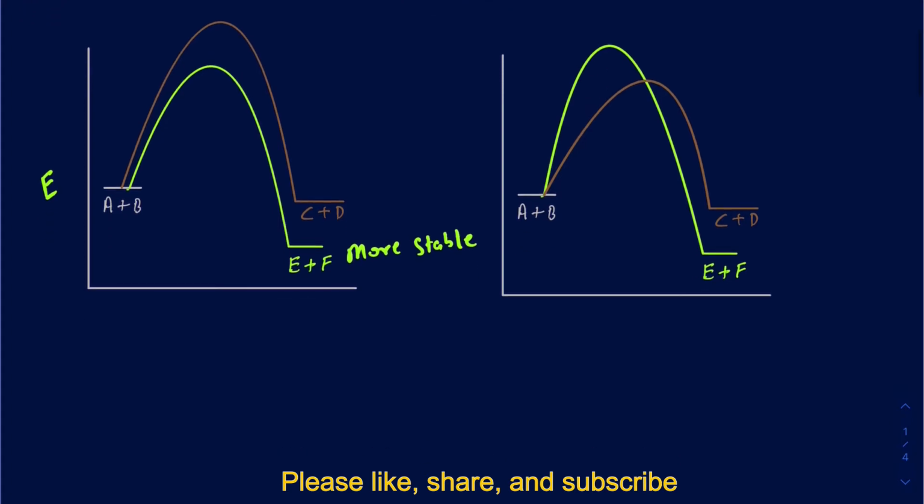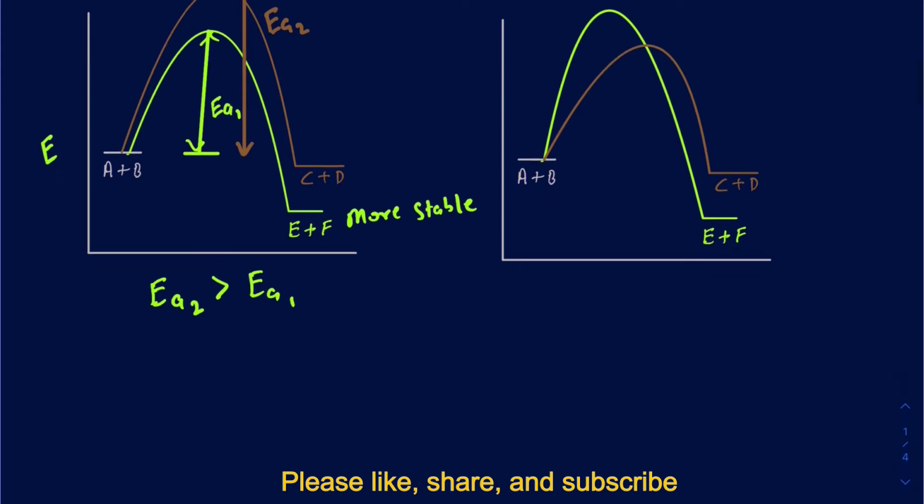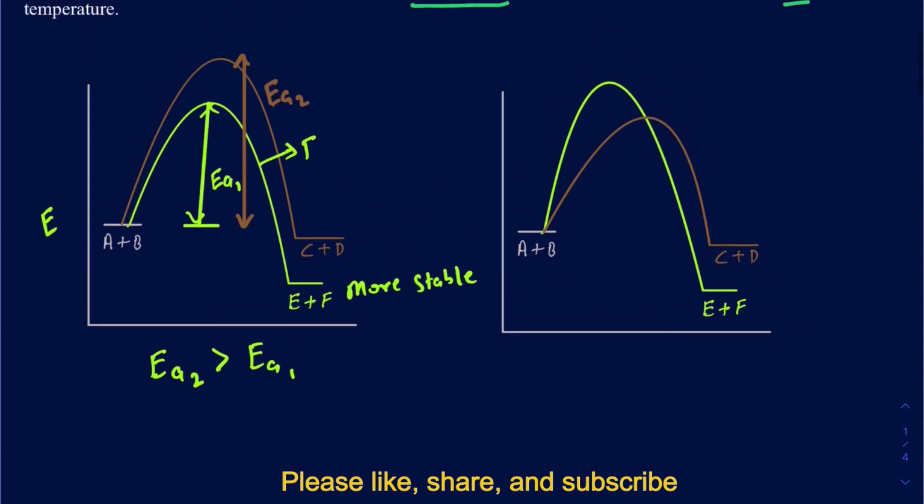And since they are more stable, I want to see what their activation energy is. It turns out the activation energy for the formation of EF, I'm going to call this EA1, and the activation energy for the formation of CD is going to be EA2. And I clearly see that your EA1 is less than your EA2, or another way of saying it, your EA2 is greater than EA1. So low activation energy will take place faster, and since this takes place faster, this is going to be the kinetic control.